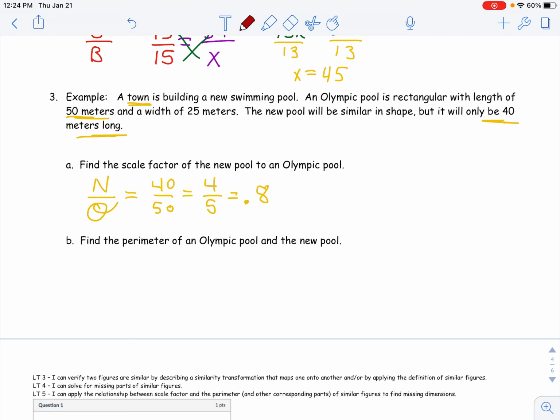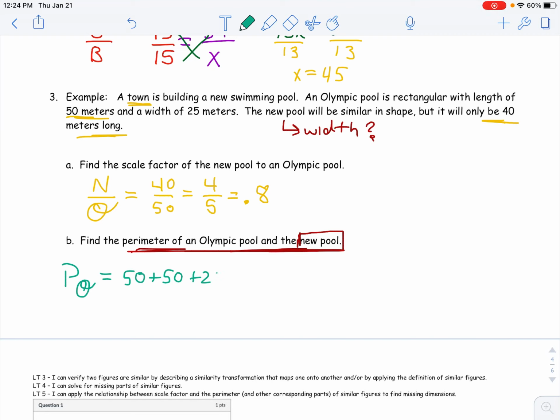So if we know the ratios, notice how it doesn't tell us the width. What's the width of the new pool? It doesn't tell us that. And technically, we can figure out the perimeter of the Olympic pool and the new pool. Olympic pool, we know all the parts, but the new pool, we don't. So what do I mean by that? Well, let's find the perimeter of the Olympic pool. That's gonna be 50 plus 50 plus 25 plus 25 equals 150.